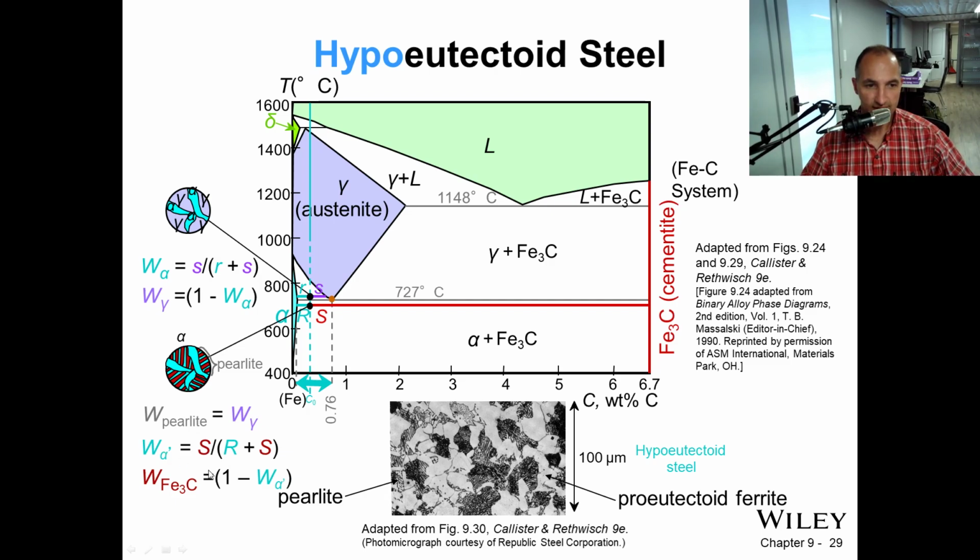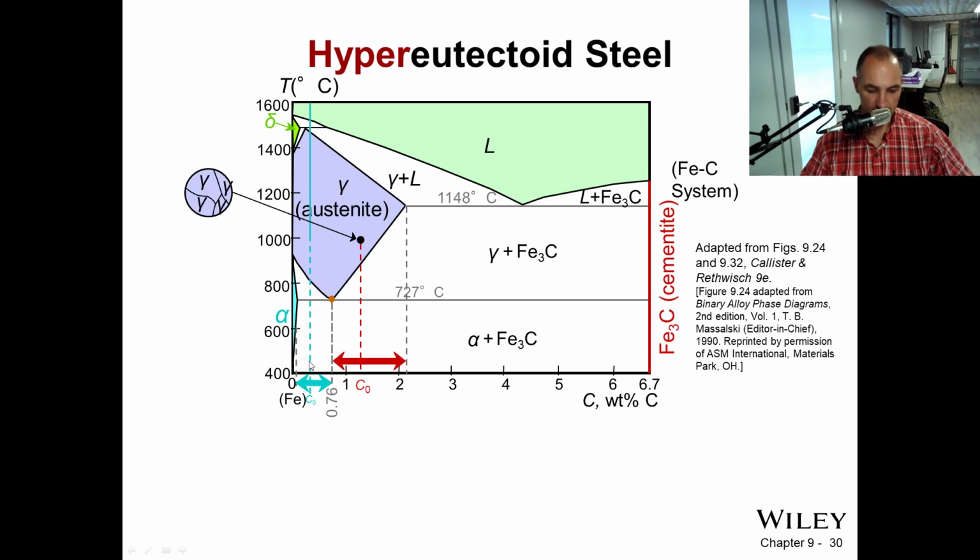So this is the weight percent of the iron carbide, and that includes the iron carbide in the perlite and the weight percent. Okay, so let's just move on to the next one here. I think I covered that well.